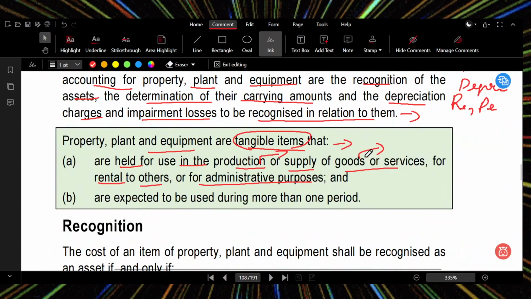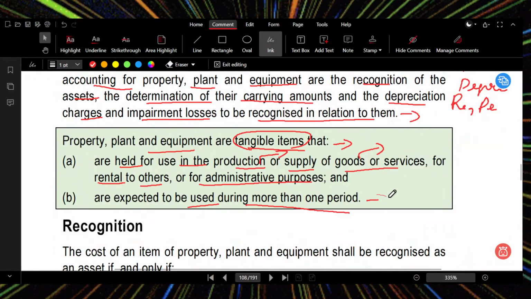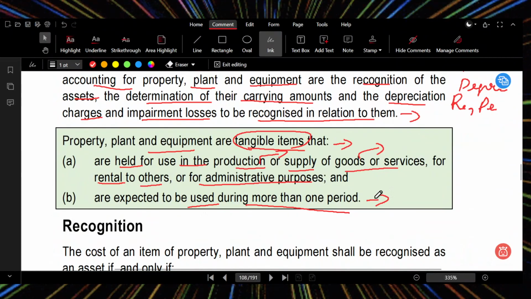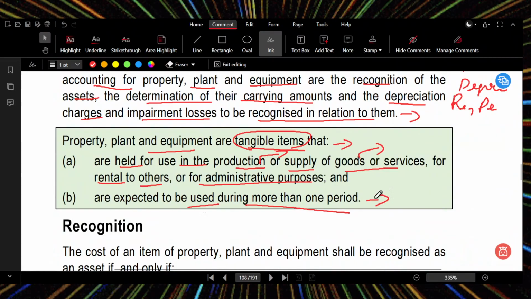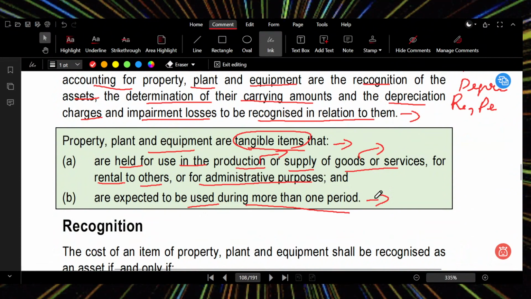Property, plant, and equipment are also expected to be used during more than one year. So I bought this, and it's not going to be used for a single year. It is going to be used for more than one year. If that is the case and everything is satisfied, then it is considered as property, plant, and equipment.